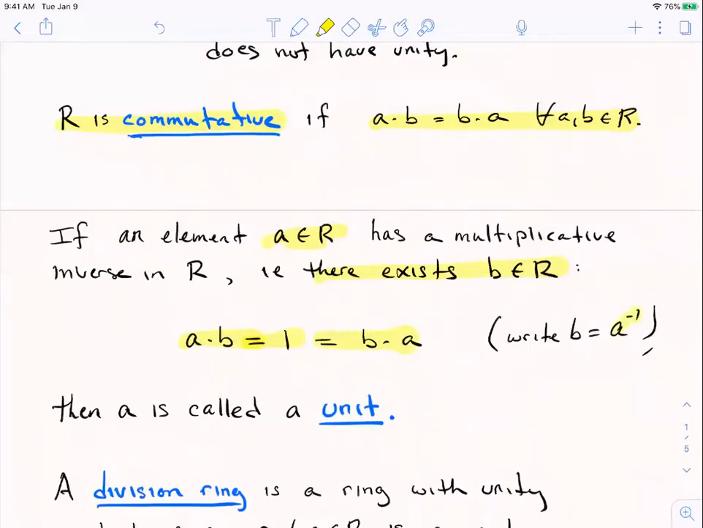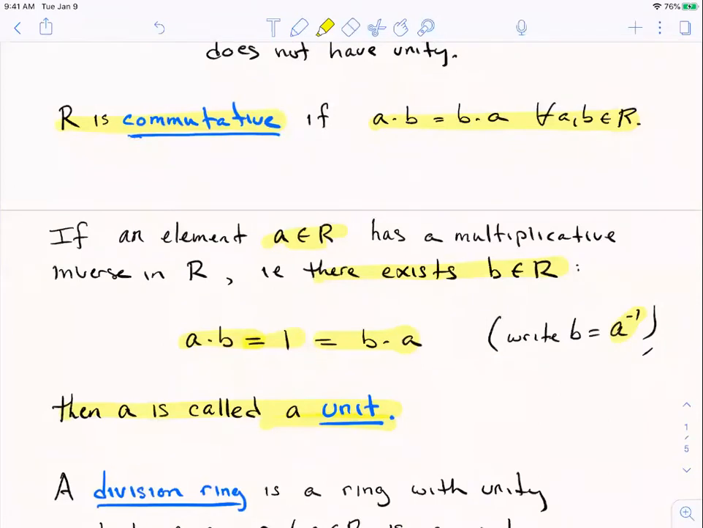We'll use the same kind of notation. If an element has a multiplicative inverse, we'll write it as a to the negative 1. And elements in rings that have multiplicative inverses are called units. Okay, so there's a new technical term for you. A unit is an element of a ring with unity that has a multiplicative inverse. It's called a unit.